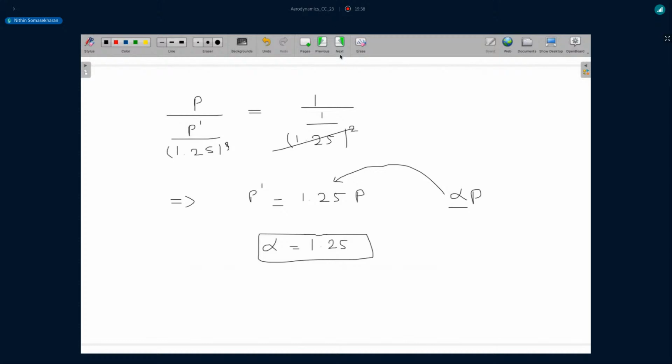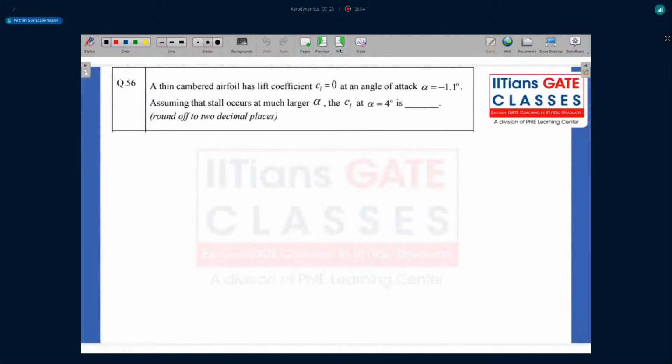It's just a lengthy problem, but still quite straightforward. Let's look at this problem. A thin cambered airfoil has a lift coefficient CL equals 0 at an angle of attack of minus 1.1. So the zero lift angle of attack for this cambered airfoil is nothing but minus 1.1 degrees, right?